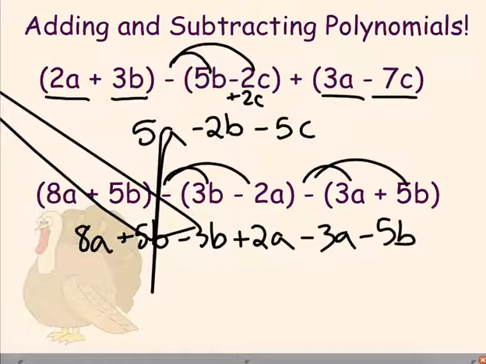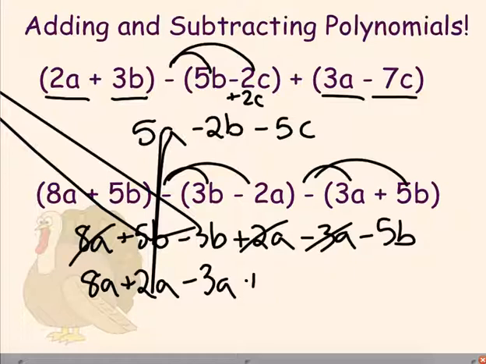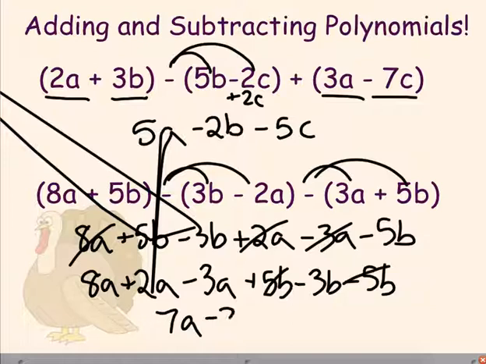And I'll move these to be near each other, so I'll move the 8a plus 2a and minus 3a. There we go. We have all of my a's represented now. And then plus 5b minus 3b minus 5b. So the a's, well, 8a plus 2a minus 3a is 7a, and 5b minus 5b, those actually cancel each other out, and we're left with minus 3b. And that's my answer. Okay.